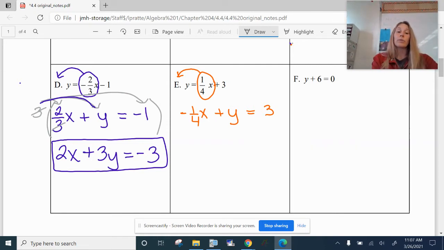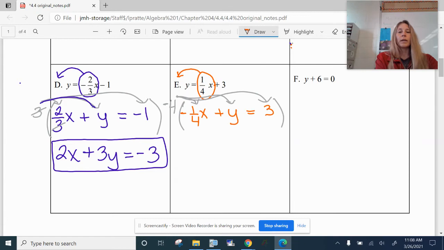So just like in the last problem, if you have a fraction, you can multiply by that denominator, which in this case is 4, and that will cancel out your fraction, and it will keep your other terms integer terms. But not only do I have to get rid of 4, I also have to get rid of this negative. So I could just distribute a negative 4 to everything, and that will take care of both of those in the same step.